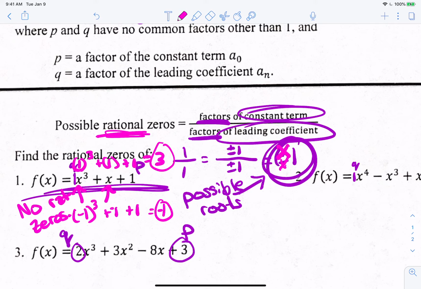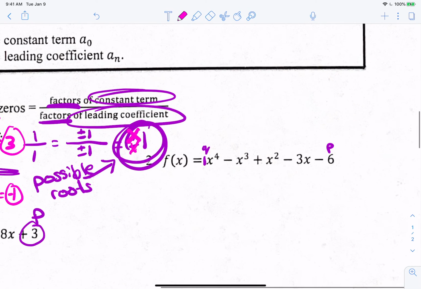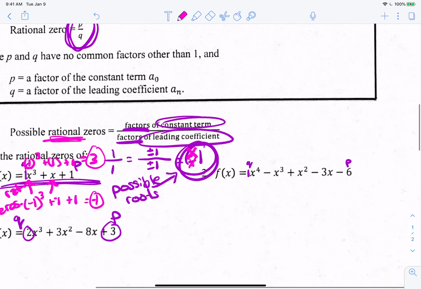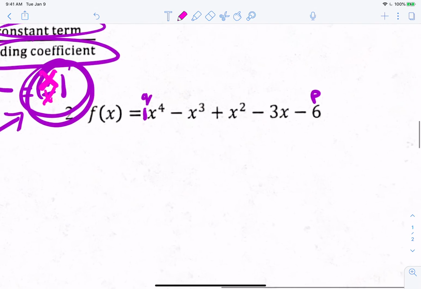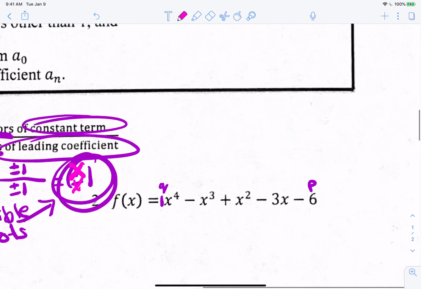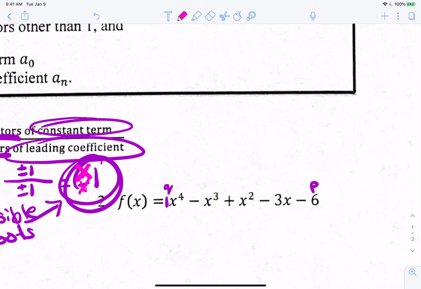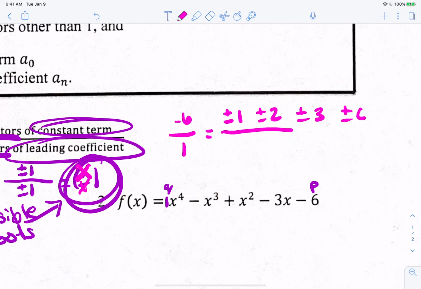Number 2 now. Because we have to do factors of the last number, don't you? You have to do factors of 6 on this one. Yep. So this one is P over Q. So P is negative 6, Q is 1. Factors of negative 6. What numbers go into negative 6? 1, 2, 3, 6. Positive negative 1, positive negative 2, positive negative 3, positive negative 6.